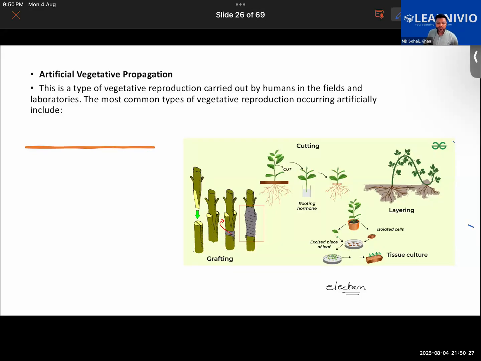So we just learned about the natural vegetative propagation that will occur on its own, where there won't be human intervention.